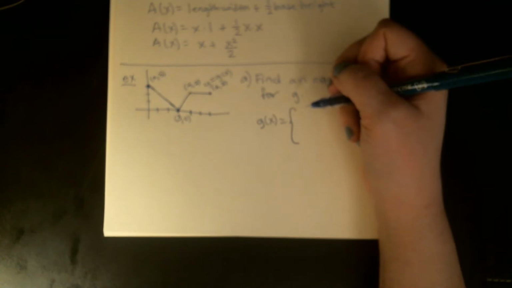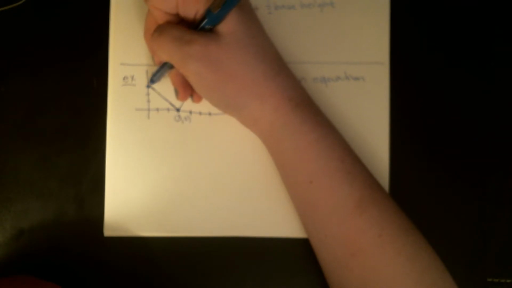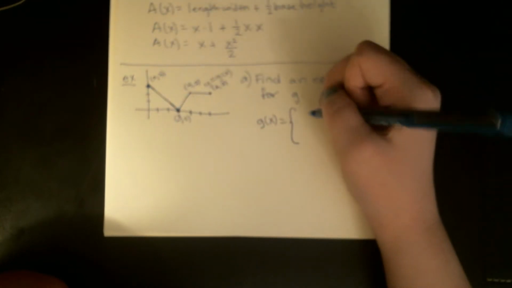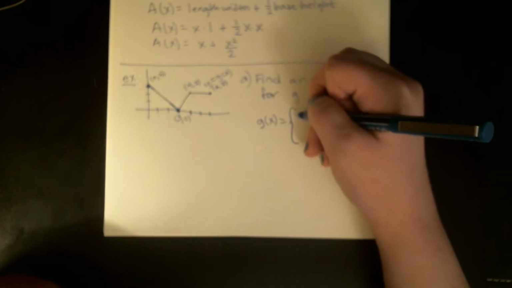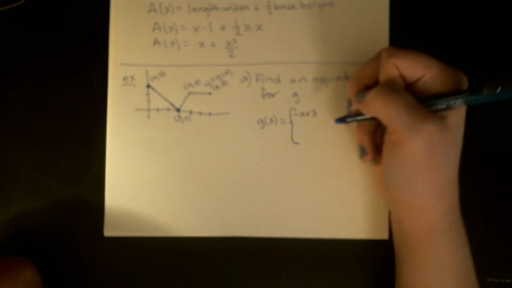I'm just going to go left to right. So my first piece is this one right here. This is a line with a y-intercept at 3 and a slope of -1. You have to go down 3 and over 3 to get to this point. So that's going to be a -x plus 3, or a 3 minus x, however you want to look at that.